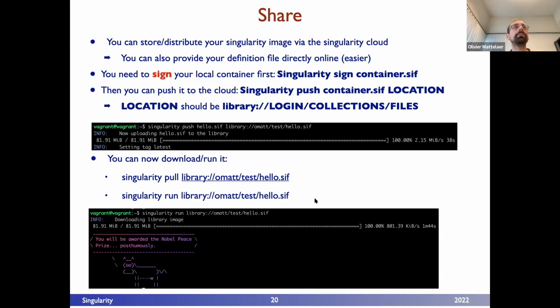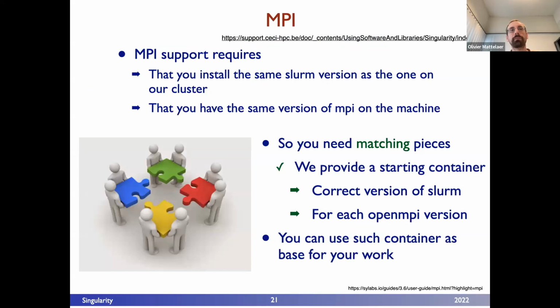And then, as I've seen before, you can use singularity pull to simply take that image and put it locally on your cluster. And you can also run them directly if you want, not that useful in a way.